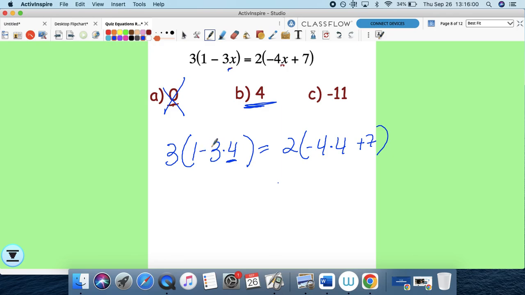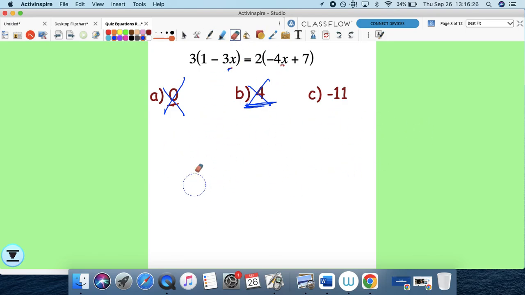1 minus 3 times 4, so that's literally 1 minus 12, which is negative 11. And negative 11 times 3 is negative 33. So on the left side, I'm left with that. On the right side, negative 4 times 4, sorry, it's negative 16. Negative 16 plus 7 is going to give me negative 9. And negative 9 times 2 is going to give me negative 18. Is that true? Also not true. So 4 is not the solution to my equation.